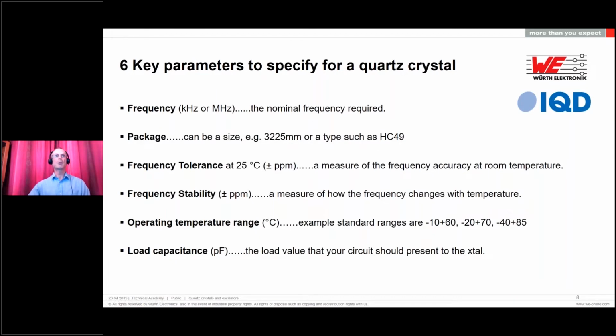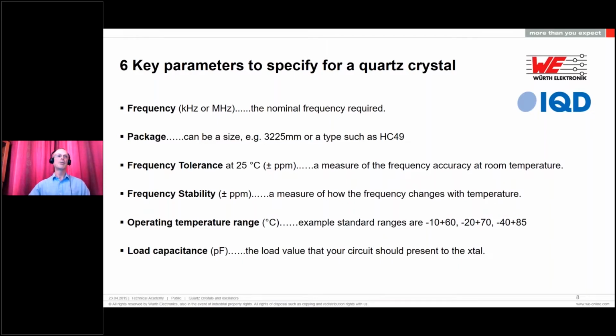We now come to the key parameters you need to specify for a quartz crystal. For those of you who are not sure on crystals, sometimes it can seem like a bit of a black art, but there are a basic number of parameters you need, and for a crystal there are 6 key things we need. First of all, of course, we need the frequency. It's the nominal frequency you require. It may seem a silly thing to say, but occasionally customers do ask us for crystals without knowing the frequency. So of course, as you can appreciate, this is the most critical thing.